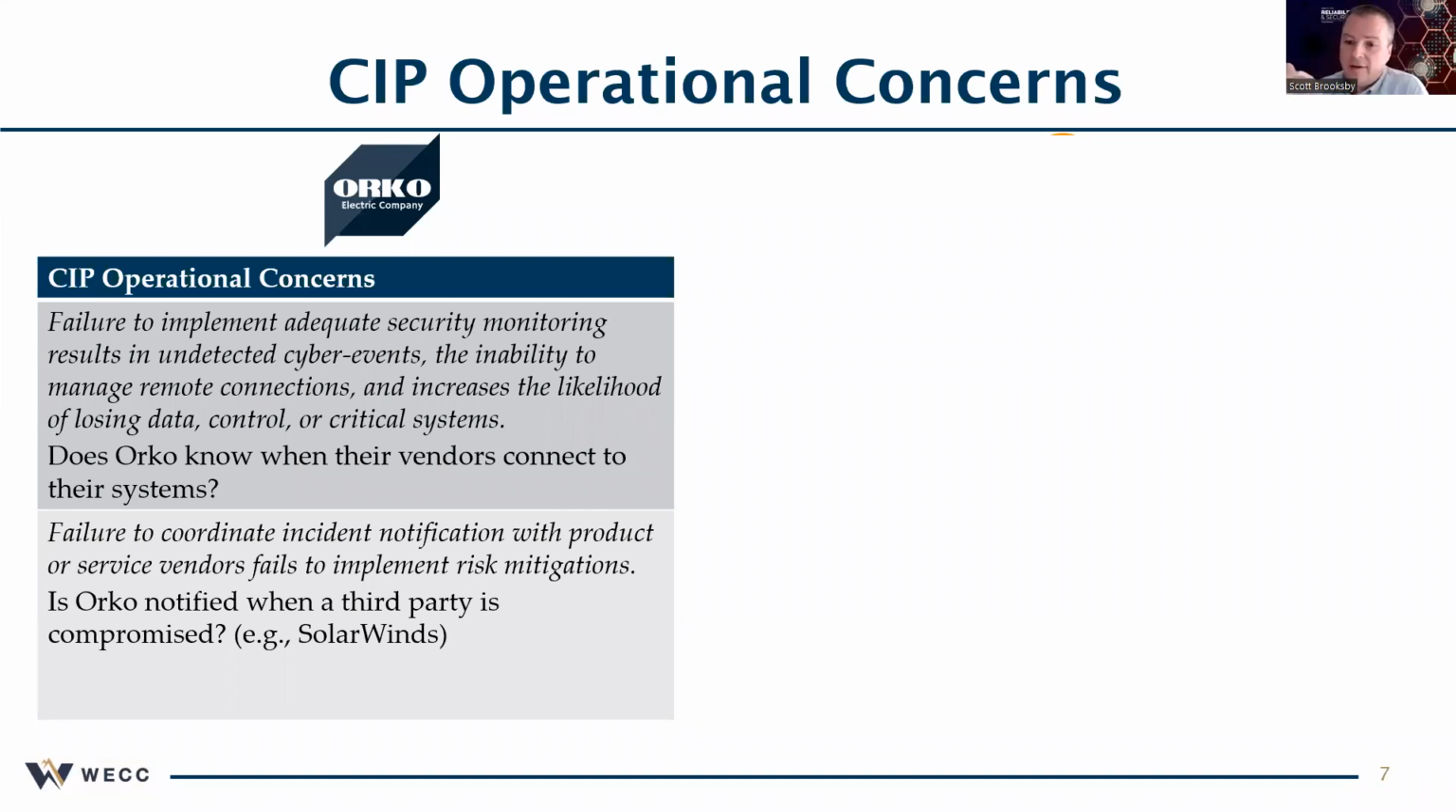Again, it's more of a WEC is blind to this data. So again, do we know if Orco is monitoring their vendor connections? The next one, somewhat similar basically, but from an incident perspective, if there's a failure in a third-party product, does Orco know? Have they got advanced warning?